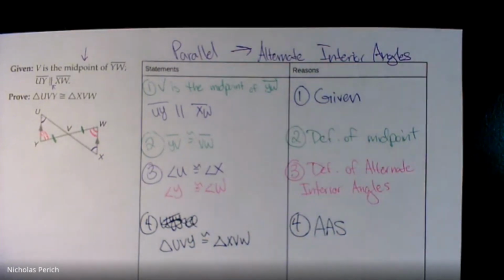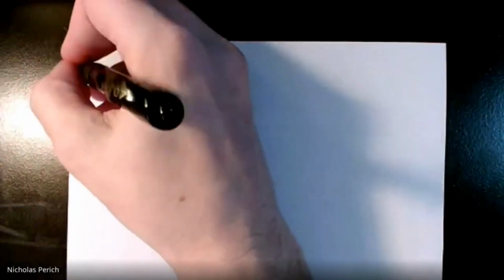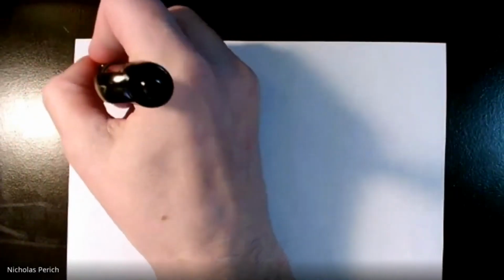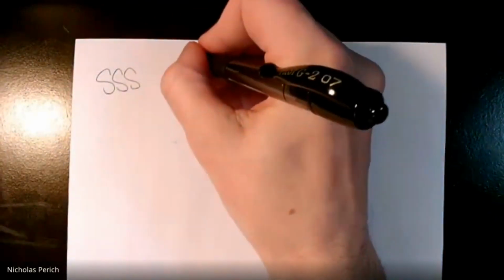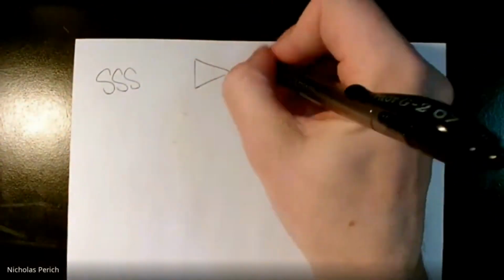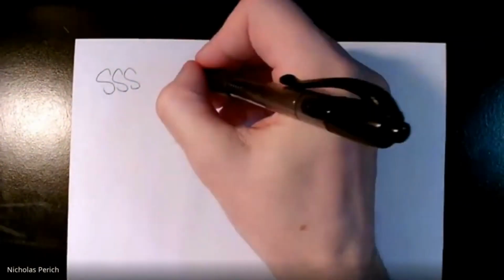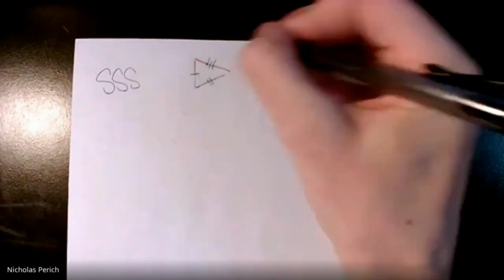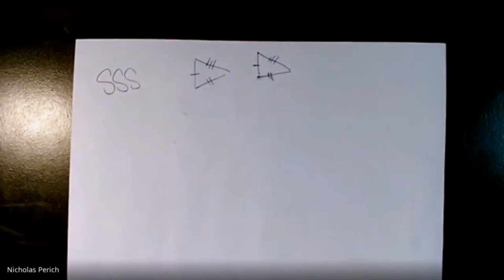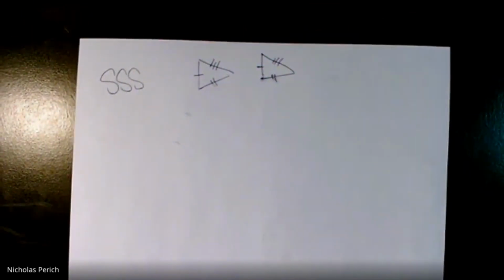And before we call it a day, remember you have 8 different types of proofs. You have SSS. So if you have 2 triangles, and you're able to prove that that side, that side, and that side are all the same, then you have 2 congruent triangles.